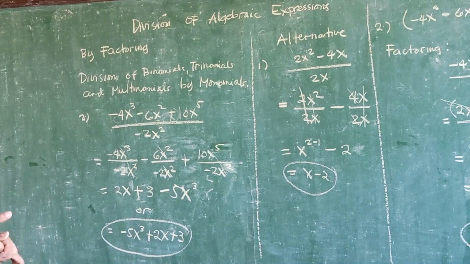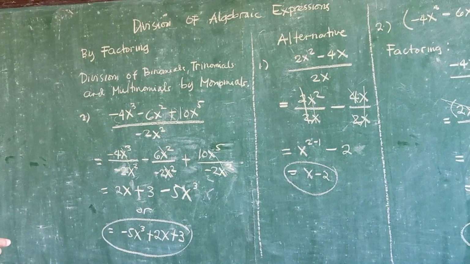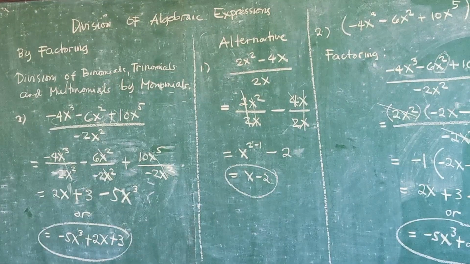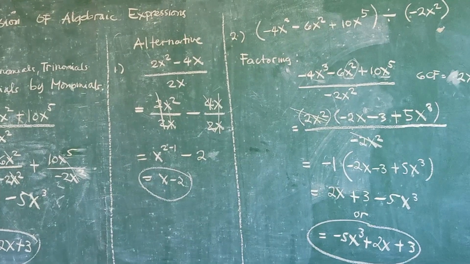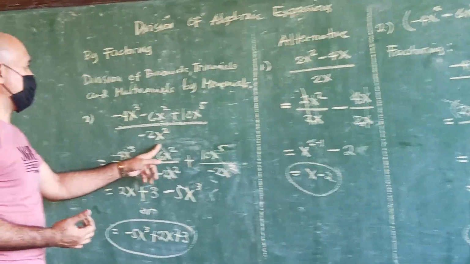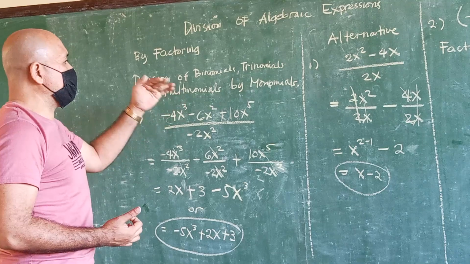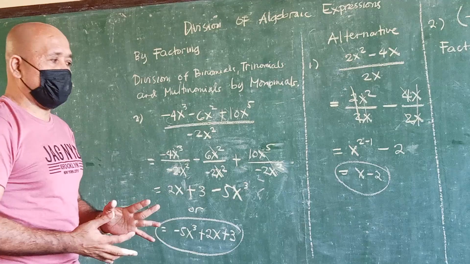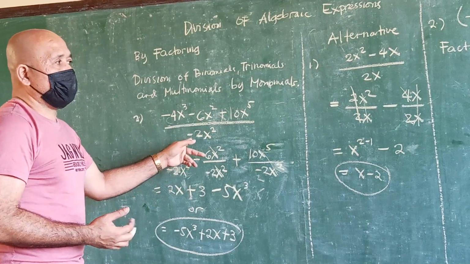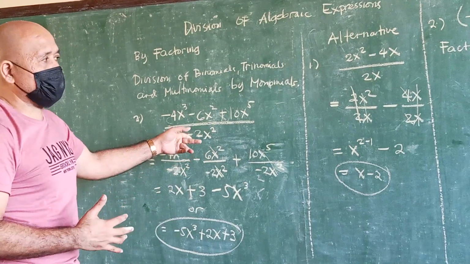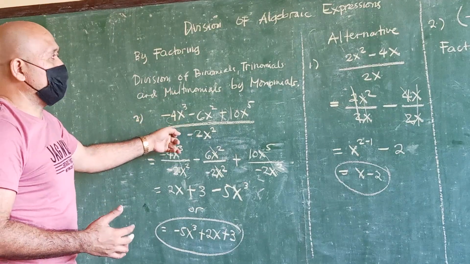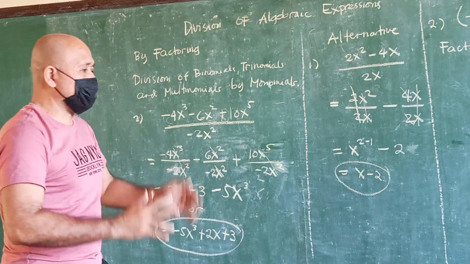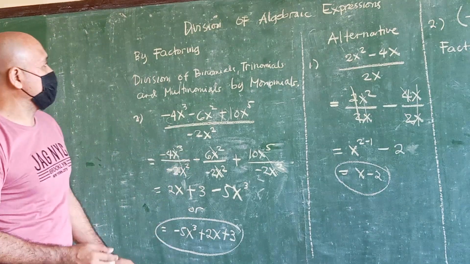Okay, so that's it. That's how you apply the factoring method when we divide binomials, trinomials, multinomials by monomial as our divisor. And for multinomial, you can still do the same. Just try to examine or look for the common monomials and factor that out from the given expressions and then proceed to division. Or you can use this alternative way, breaking the expressions into more than one fraction.